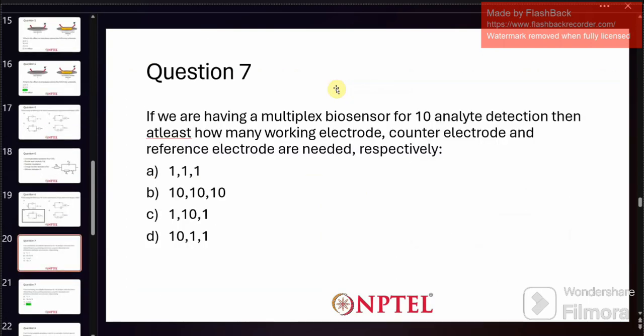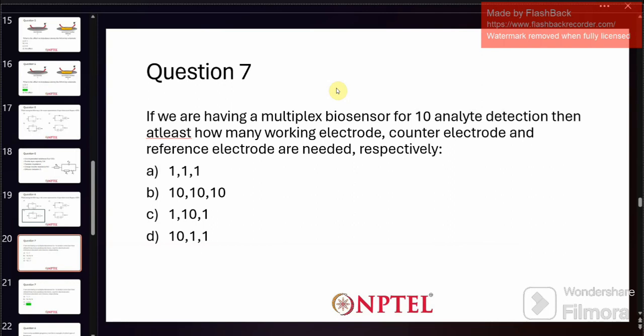So now, this is a very simple question. Basically you have 10 multiplex sensors for 10 analyte detection, then at least how many working, counter and reference electrodes are needed respectively? So whether it's 10 working electrodes, 10 counter electrodes, or 10 reference electrodes, or you need just one working electrode, 10 counter electrodes and one reference electrode, or you need 10 working electrodes, one counter electrode and one reference electrode.